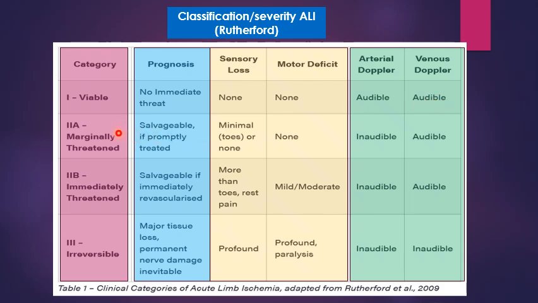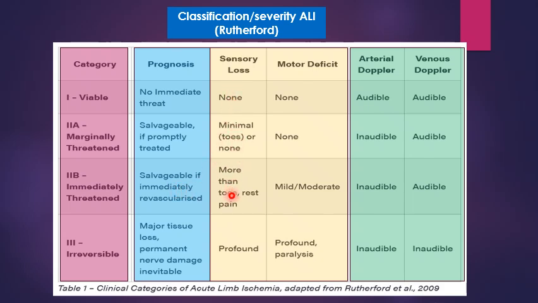Okay, blood flow. Here category 2 can be A or B. 2A is salvageable, that can be cured if promptly treated. Sensory loss is usually minimal or none, motor deficit usually none, and arterial Doppler is inaudible, but the venous flow is audible. 2B is slightly more severe, and in this case is salvageable if immediately revascularized. If this is promptly revascularized, yes, immediately, very fast, within hours, you must be doing it.